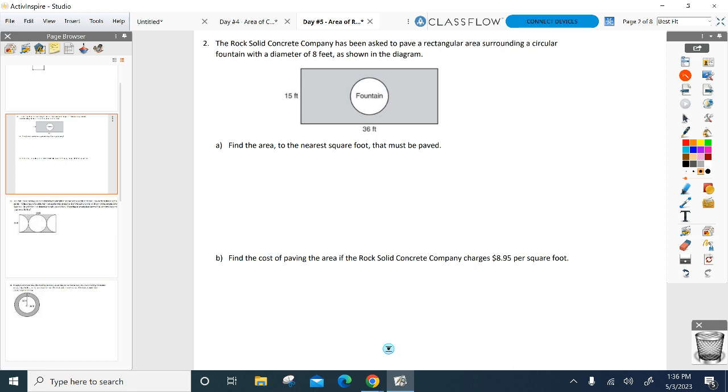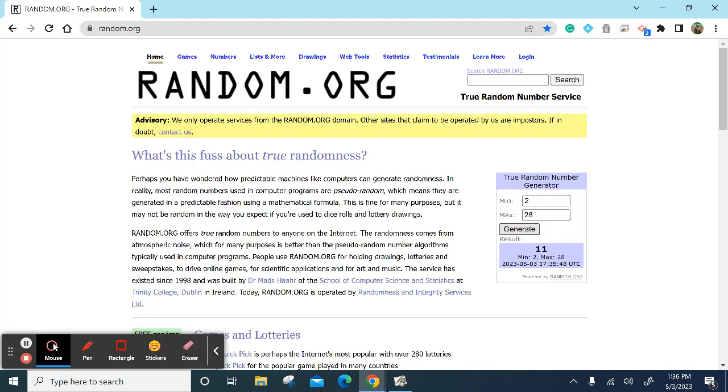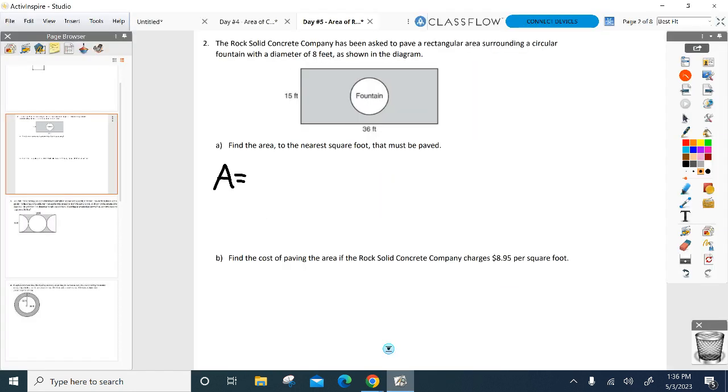So let's look at part A. Find the area that must be paved. What's getting paved? Everything but the fountain, AKA the shaded region. All right, so let's find that area first. So again, what's the whole figure? The whole thing is a 17. How are you going to find the area of it? Which would be?